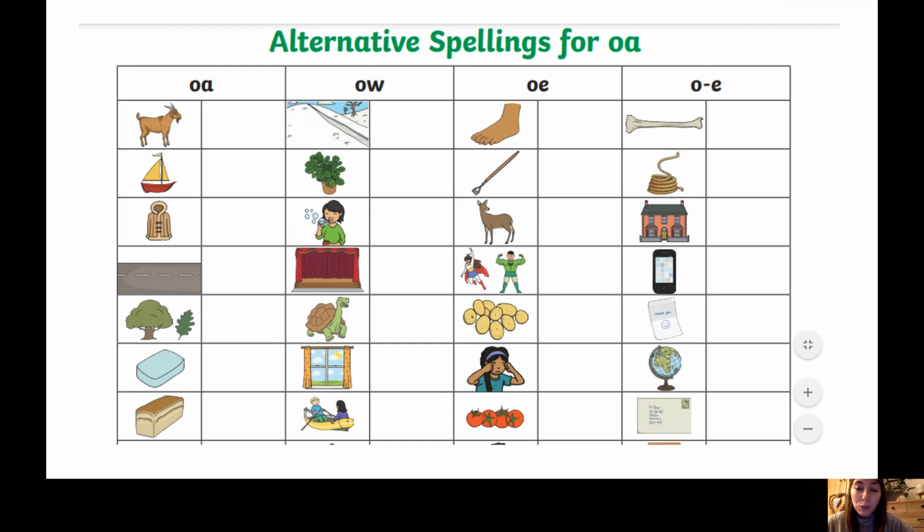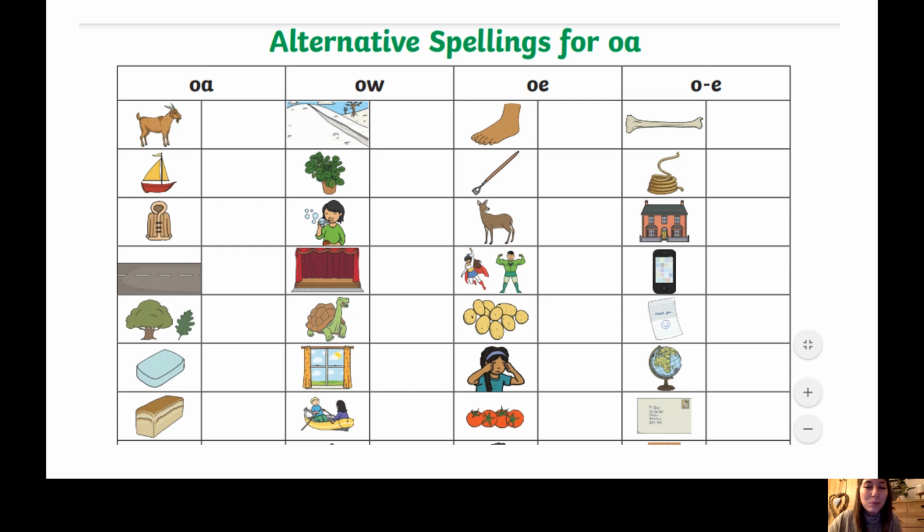If you really want to push yourself, I will also attach some alternative spellings for the O phoneme onto today's Teams assignment as well. So if you're really keen to have a go at some more spellings and show off what we can do, I've also put this worksheet on there for you, where it's got the grapheme at the top that you have to use, and the pictures correspond to an O word. For example, the first one is a goat. Now, we know we need to use the OA for goat because the OA is written above it.